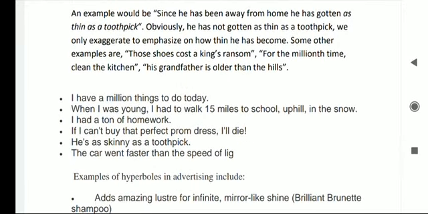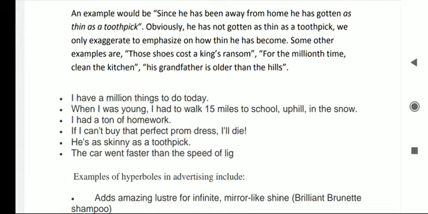Now another example is: I have a million things to do today. When I was young, I had to walk 15 miles to school uphill in the snow. I had a ton of work. We are speaking about the examples of hyperbole. If I can't buy that perfect prom dress, I will die.